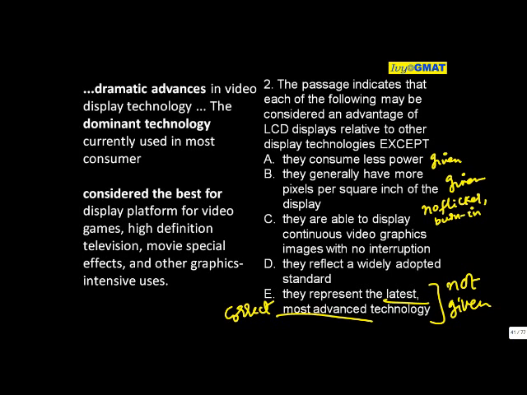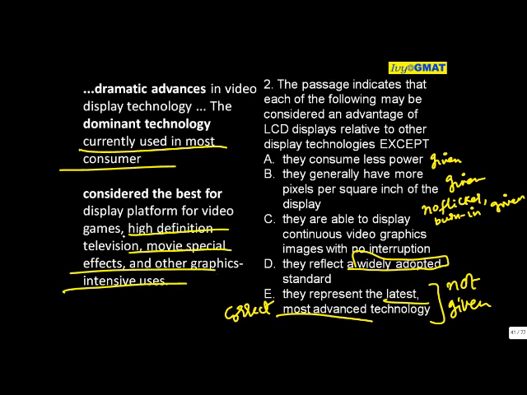If there is no flicker, no burn in, that means it is continuous or interrupted? Continuous. So even this is understandable, given. Are they widely adopted or not? Is it given? Dominant technology currently used in most display products. Then they are used for high definition TV, movie special effects, video games. So are they widely adopted? They reflect a widely adopted standard. This is given in an indirect way. So given indirectly.